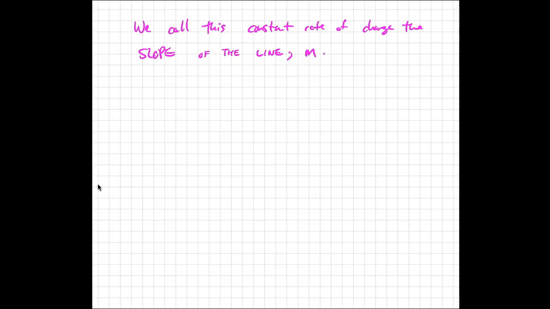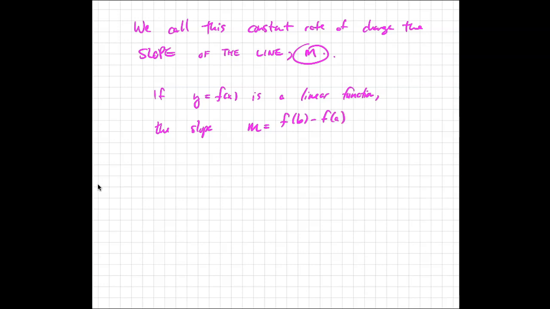And we give it a name, m. We say for any 2 points on the line, if y equals f of x, slope m is given by f of b minus f of a over b minus a, for any 2 points in the function. And this should look eerily familiar as the average rate of change formula, and it is, right?